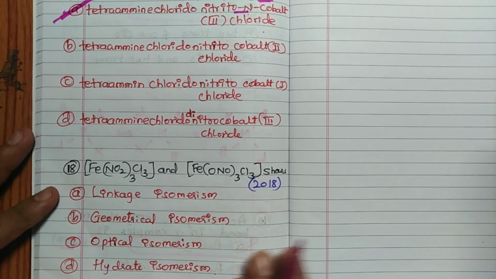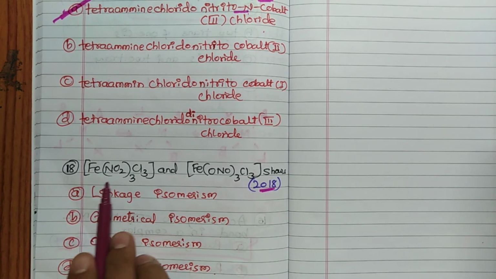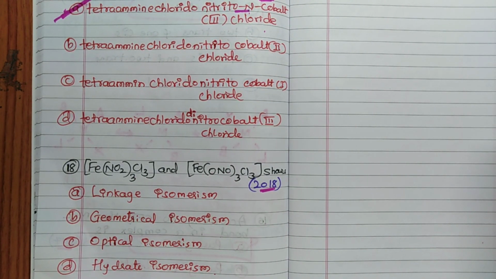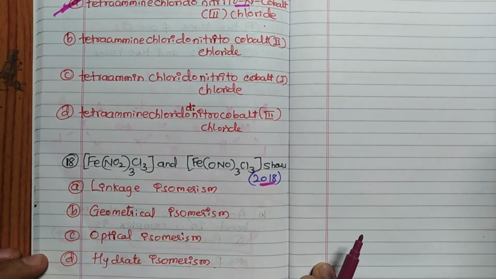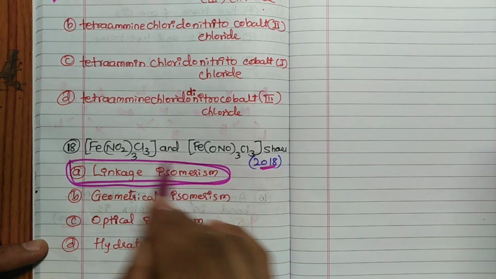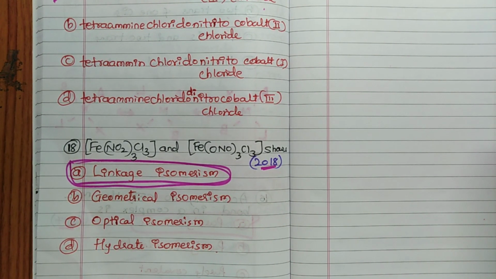And the last one, 18th question, asked in 2018: Fe(NO2)3 Cl3 and Fe(ONO)3 Cl3 show. Very simple question, remember. Once you see this, you can easily tell that an ambidentate ligand is present. Ambidentate ligands always show linkage isomerism. So the answer for this question is A.